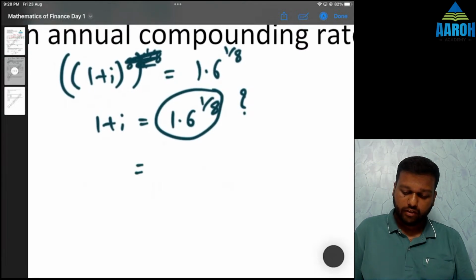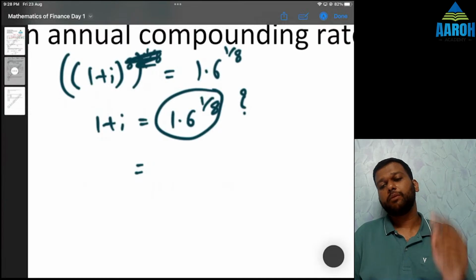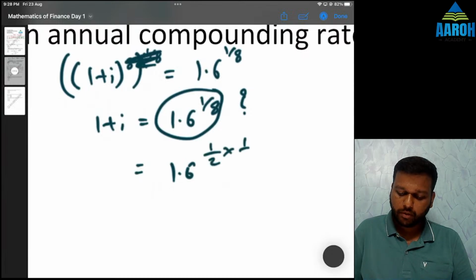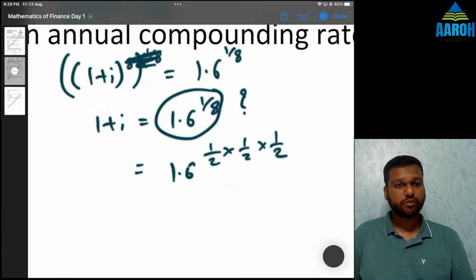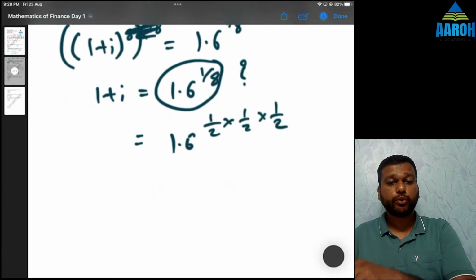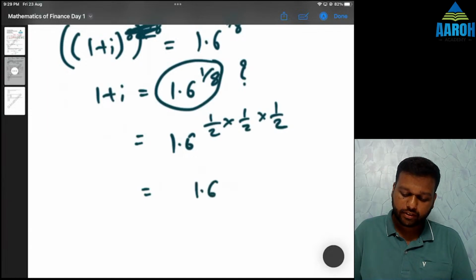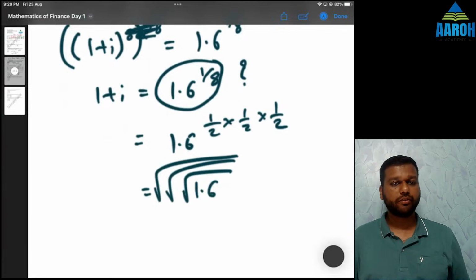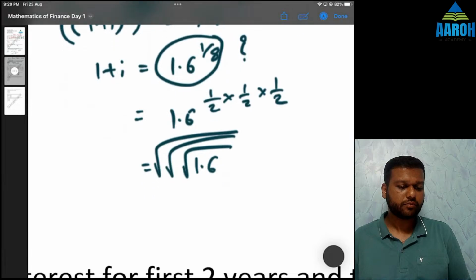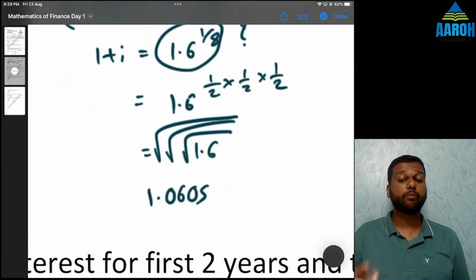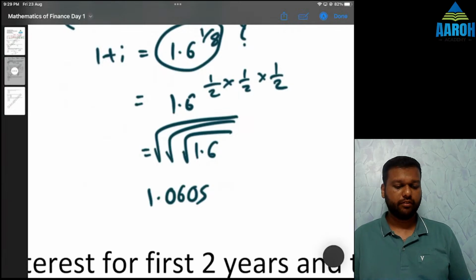So understand, wherever it is 1 by 4, 1 by 8, 1 by 16, you can do something like this. 1.6 raised to 1 by 8. Can I write that 1 by 8 as 1 by 2 into 1 by 2 into 1 by 2? Why? Because 2 into 2 into 2 is 8. So 1 by 2 means what? Square root. So can I just write 1.6's square root, square root's square root? Take 1.6, take 3 times square root. Check if you're getting 1.0605. Not 2 times, right? It will be 3 times because it is 1 by 8.